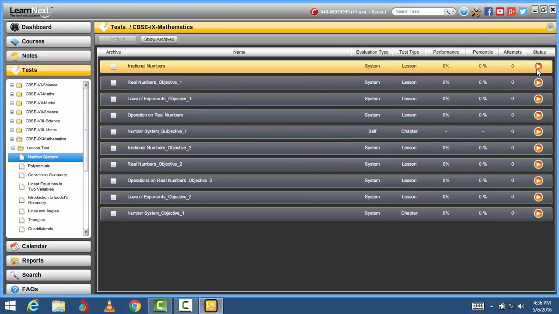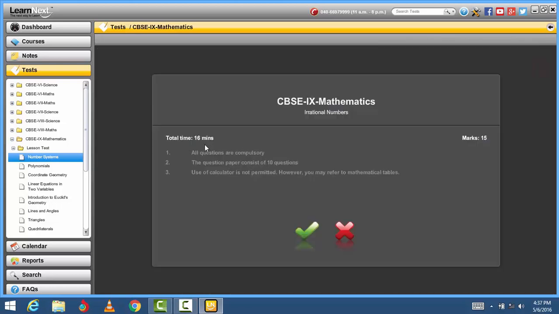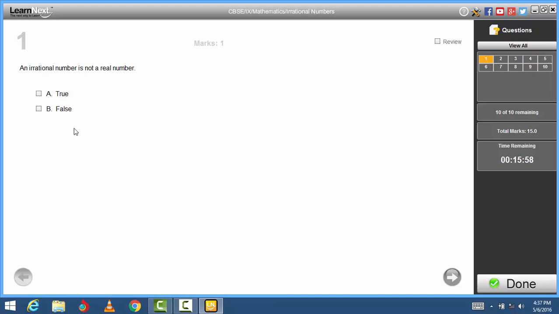Whatever test you want to go through, click on this arrow. It says 60 minutes time, 15 marks, 10 questions. Clicking here, the test will start. This is the first question. These are the options. Choose the right option and click for next. Choose the right option and click for next.